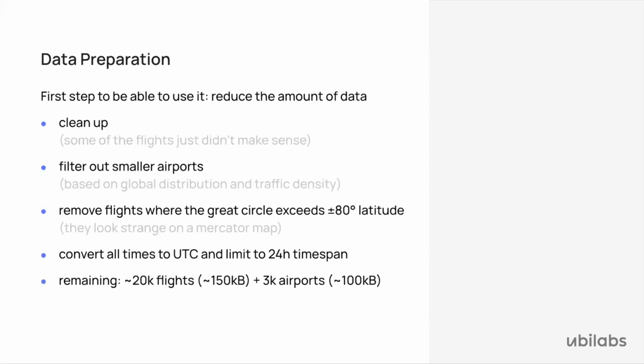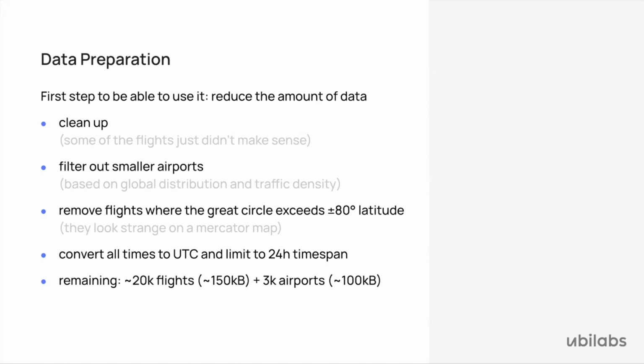So the steps to prepare the data for use in deck.gl were, first of all, cleanup. There were some flights that just didn't make sense, where the planes would have had to fly like 1,500 miles an hour or something like that, so we just threw them away. Then we had some flights involving really small airports, and we just dropped them. We wanted to see a nice global distribution. So some smaller airports are in our set, but otherwise they were dropped.